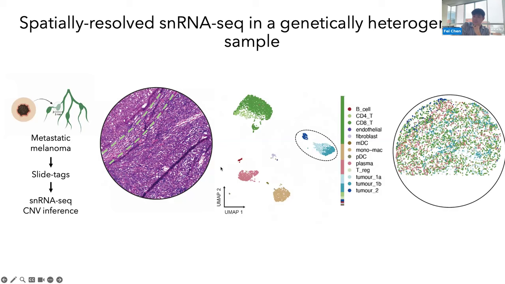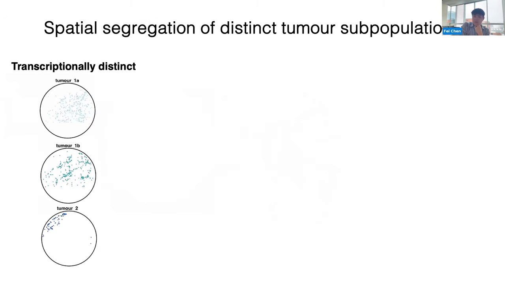It's a little bit hard to see with all of the cells labeled, so let's just look at the tumor cells. We see that these transcriptionally distinct populations also spatially segregate across those two lobes, and there seems to be some local clustering of tumor 1B versus 1A.